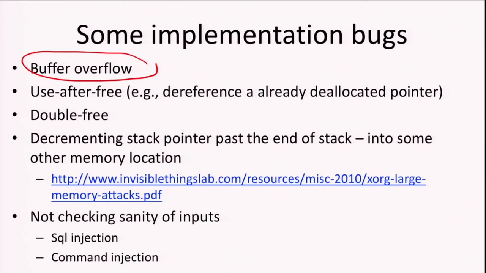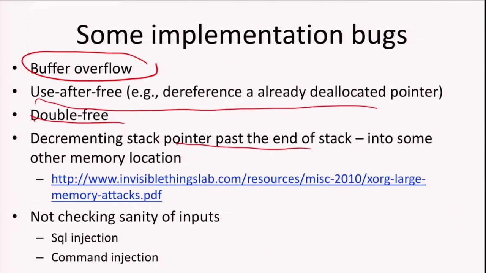Use after free, which is dereferencing a pointer or something after it has been deallocated. Double free, trying to deallocate some structure which is already deallocated. Decrementing a stack pointer past the end of a stack, which could lead to memory corruption. And then things like command injection and SQL injection. These are some of the implementation bugs.